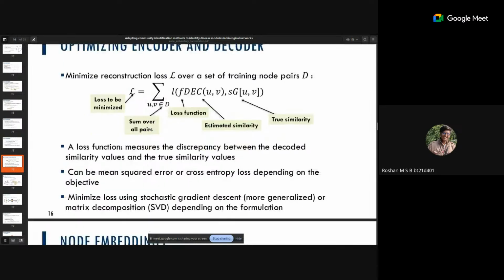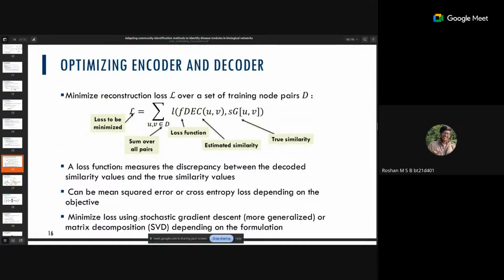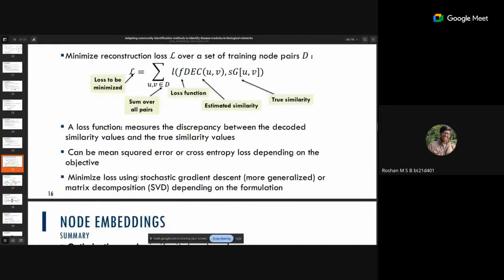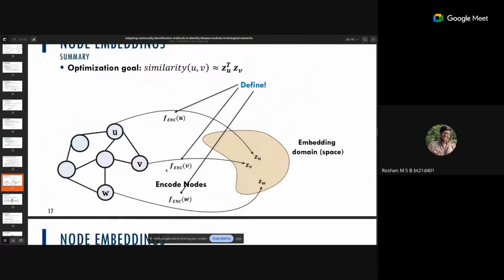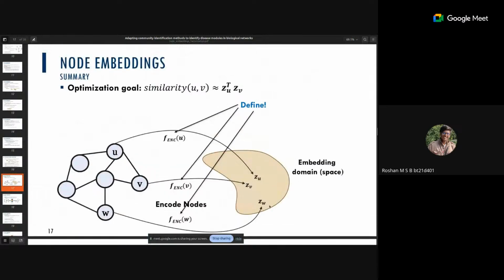The minimization can be done using any optimizer. Stochastic gradient descent is one. Or you can also try to use matrix decomposition, SVD. Okay, so this is how it looks.